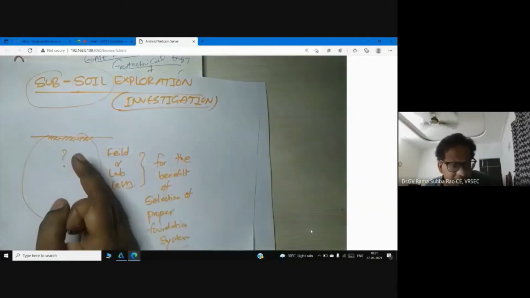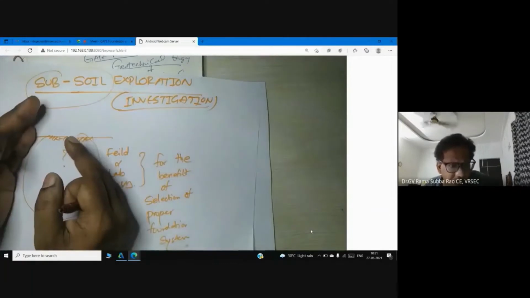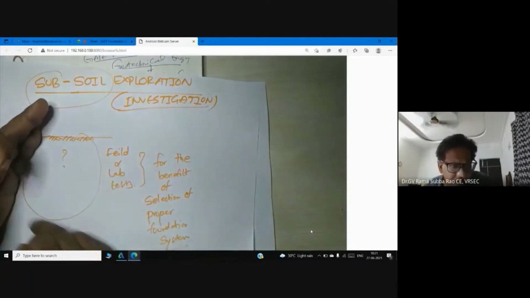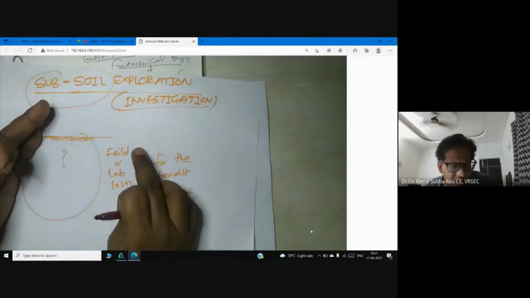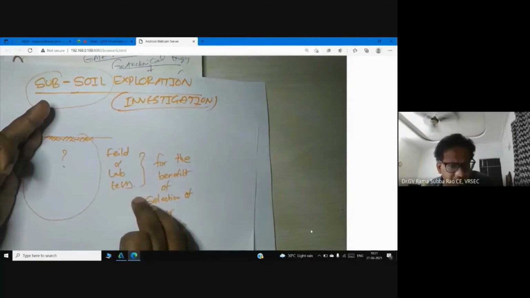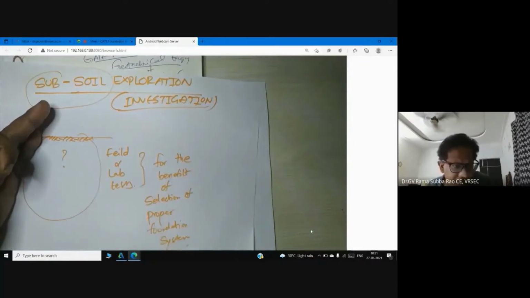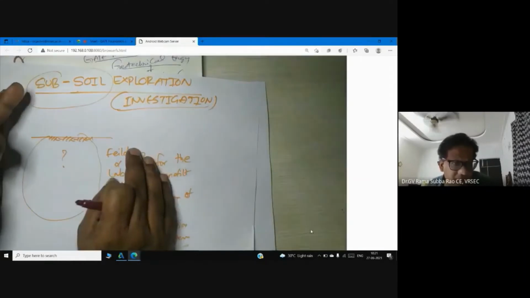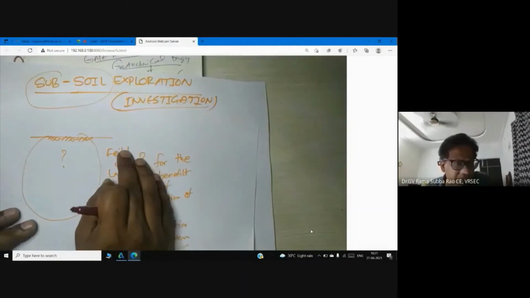Subsoil investigation means getting information of the subsoil properties by conducting field and laboratory tests for the benefit of selection of proper foundation system. This is the meaning of subsoil investigation.